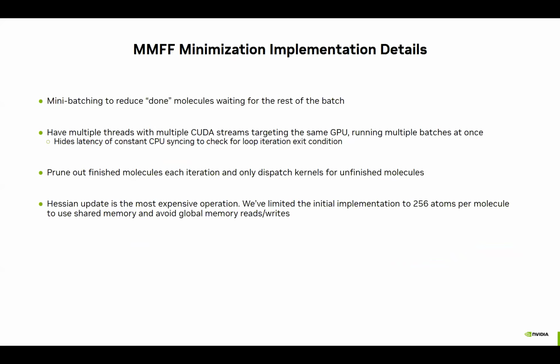So to try to tackle this, we do mini batching. You give us 1 million molecules, we'll do batches of like 200. That minimizes the tail effects to the best extent we can. And it lets us multi-thread so that when one of these batches is doing synchronization, the other one can run on the same GPU from a different thread and hide that latency.